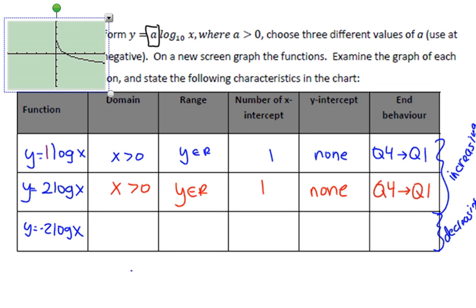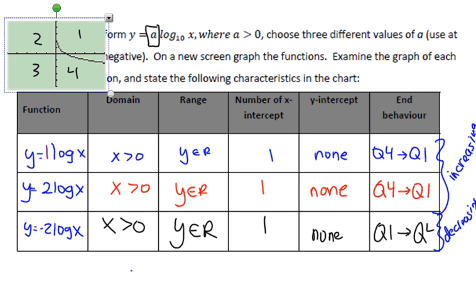What's my domain? Spencer, what's the domain? Still x is greater than 0. What's the range, Dennis? Y-E-R. Steph, what's the x-intercept? 1. There's one of them. How many y-intercepts? None. End behavior. Quad 1 to quad 4. And so that's our hint. It was decreasing. 1 to 4.